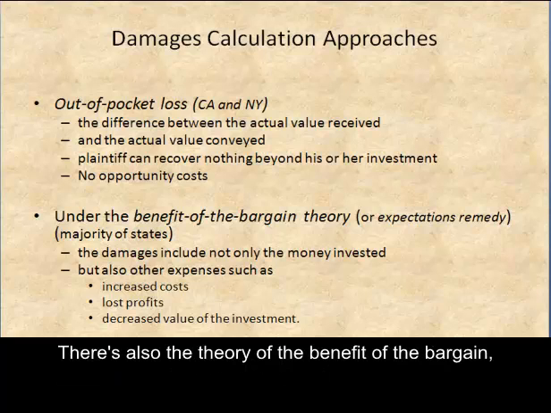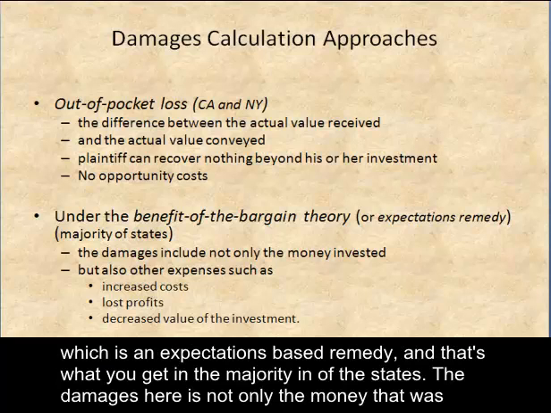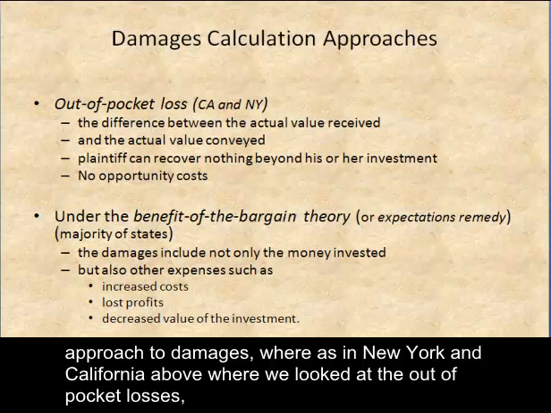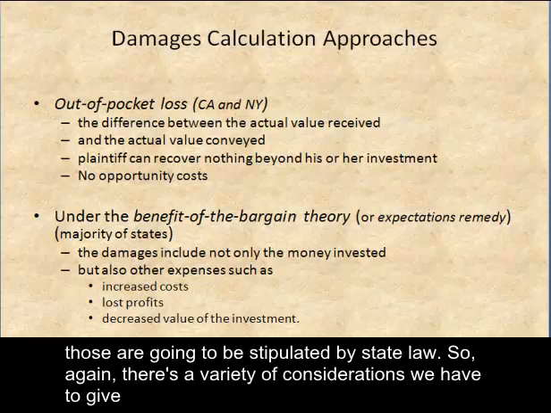There's also the theory of the benefit of the bargain, which is an expectations-based remedy, and that's what you get in the majority of the states. The damages here is not only any money that was invested, but also any other expenses such as increased costs, lost profits, decrease in the value of the investment. So there we take a more holistic approach to damages, whereas in New York and California above, where we looked at the out-of-pocket losses, those are going to be stipulated by state law.